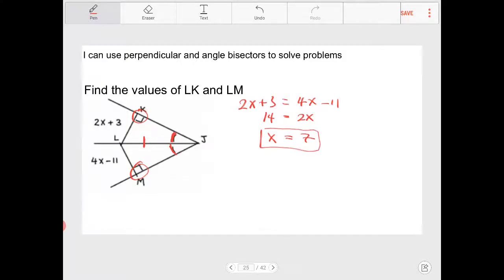If x is equal to 7, I can then substitute 7 back in to find out what LK and LM are. So LK is going to be 2 times 7 plus 3, so that's going to be 17. And LM is going to be 4 times 7 minus 11. And again, this is going to equal 17.